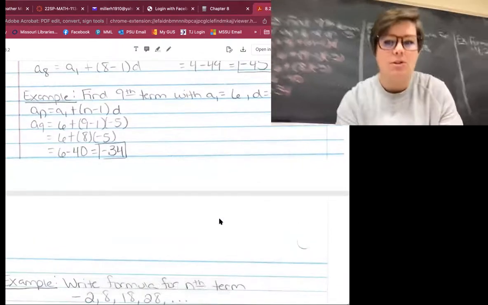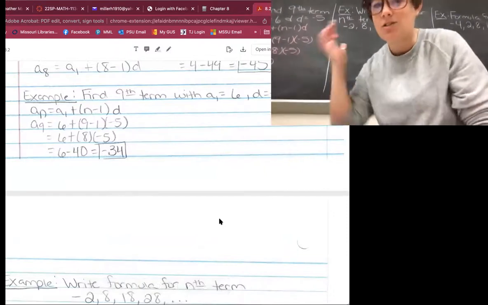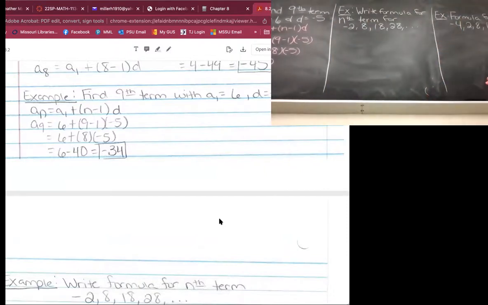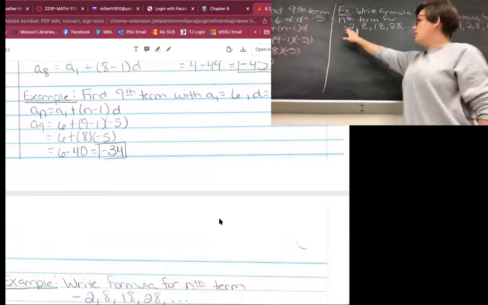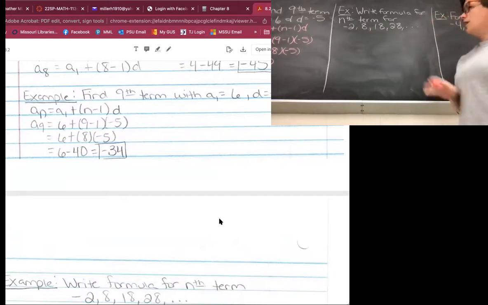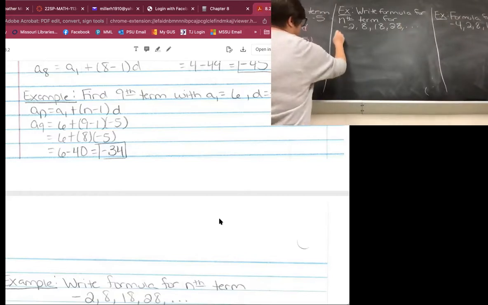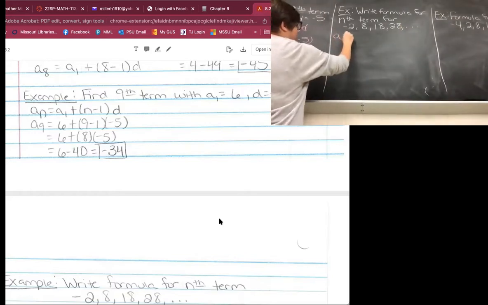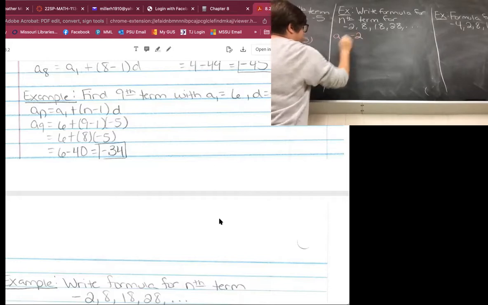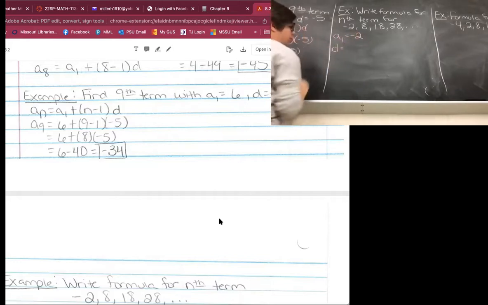And I scrolled down so you can see it, but it's also right here on the board. So we're going to write the formula for the nth term for this arithmetic sequence: -2, 8, 18, 28, and so on and so forth. And maybe by looking at that, you can come up with the information you need. But what we need is our first term. Well, the first term is -2. And we need our common difference.